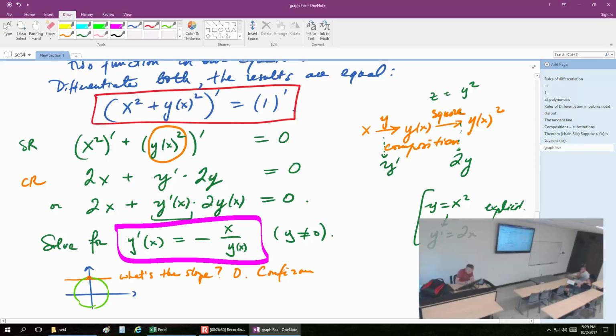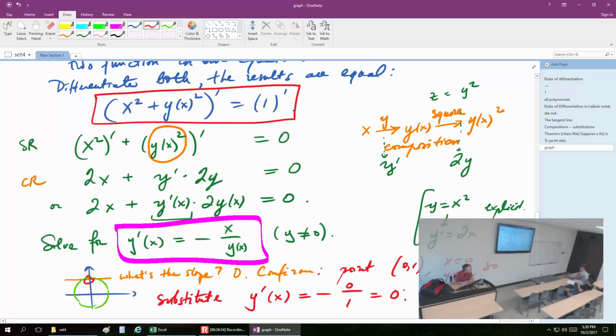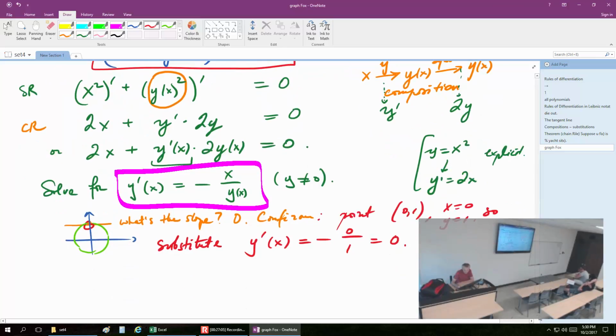Because this point over here is the point 0, 1. So x equals 0, y equals 1. So indeed, if we substitute, we have y prime of x is equal to negative 0 over 1, which is indeed 0. So the inconvenience of having y there is not a big deal, because if we do it one point at a time, we can always figure out what that y is, by examination or by substitution if necessary. Y is an unspecified function, but we know what it is.